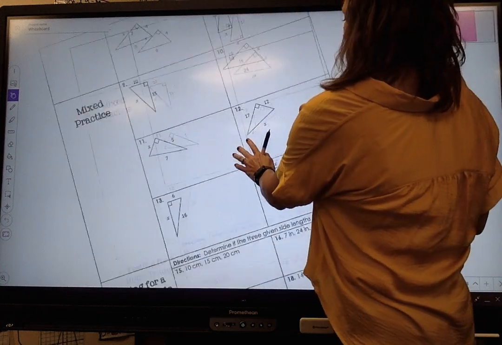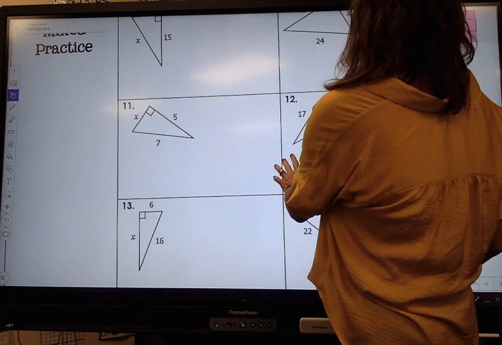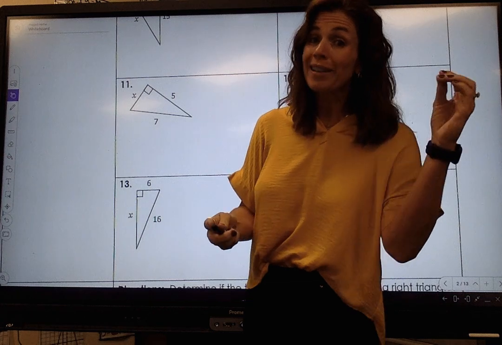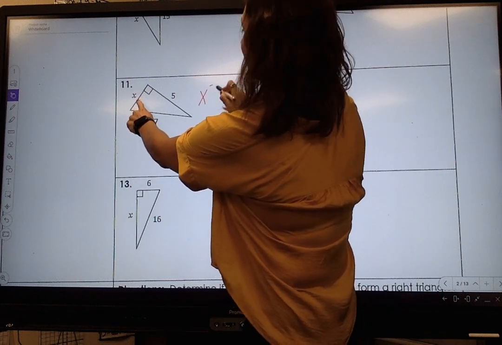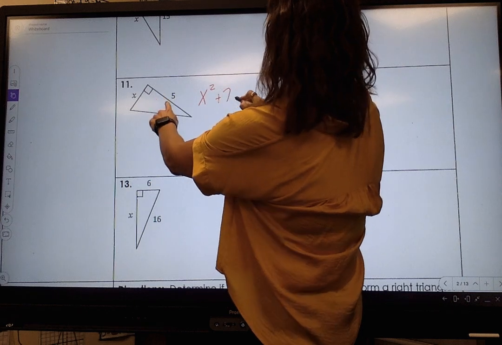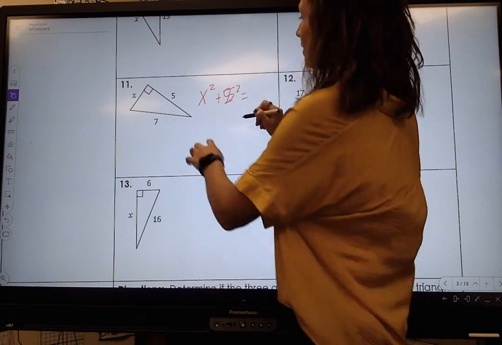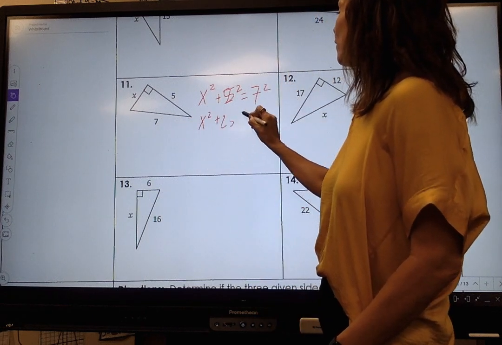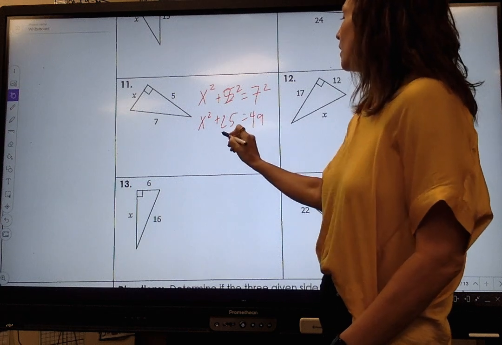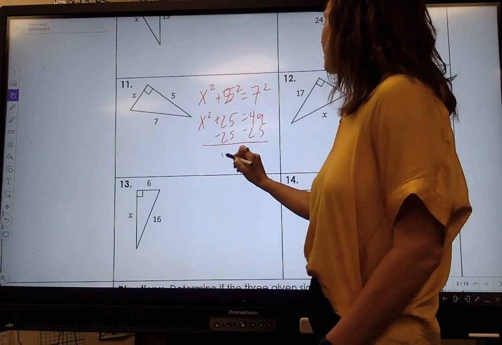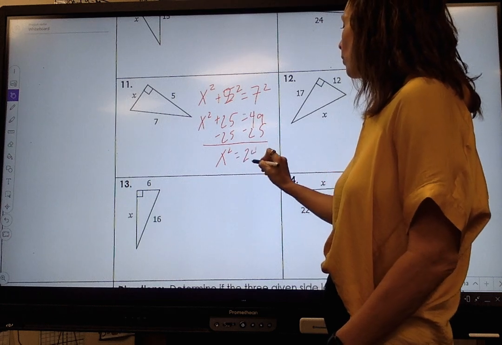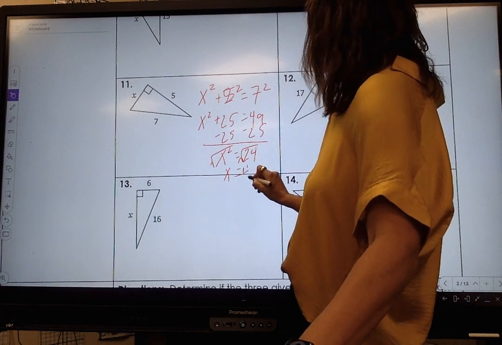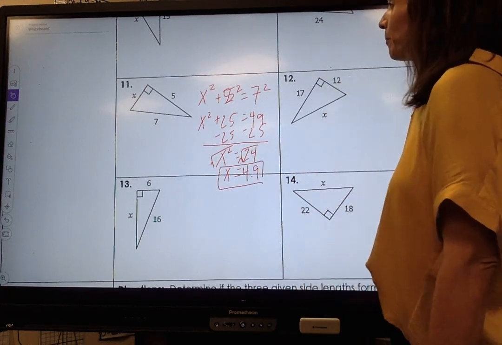Okay, let's take a look. So when they're mixed in, let's do 11 and 12. So here I'm looking for the side, but my formula is the same. So it's this leg squared, plus this leg squared, and that's going to equal the hypotenuse squared. So I have x squared plus 25 equals 49. Subtract 25 from both sides. x squared equals 24. And when I take the square root, I am going to get 4.9 as my answer.